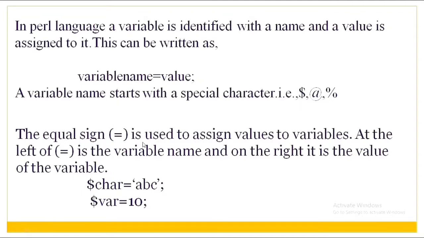The equal sign is used to assign values to the variable. At the left of equal is the variable name and on the right it is the value of the variable. Equal is the assign symbol. In variable declaration starting $ symbol, next variable name equal to value. Value is ABC. This is character data, so the data type is char. Next, value is 10. 10 is number data, so the data type is integer. So this is the example for variable declaration.